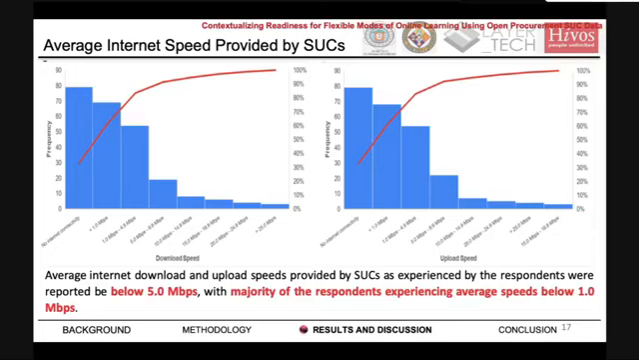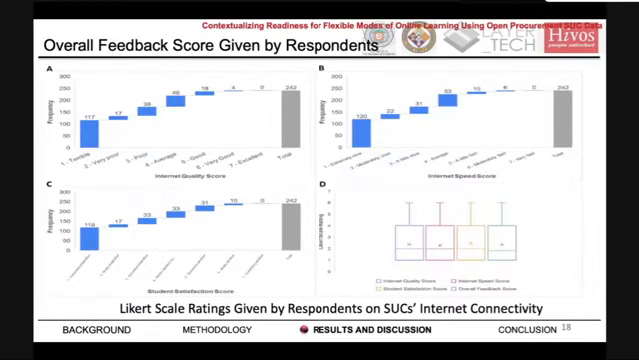And this result was confirmed by looking at the overall feedback given by the respondents towards internet connectivity. So as you can see in figures A, B, C, 117, 120, and 118 respondents out of the total 242 gave a score of 1. And 1 is the lowest in the Likert scale. So it means they are completely dissatisfied with the internet connectivity in their respective schools.